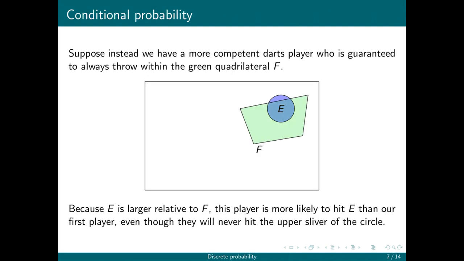Okay, so suppose instead that we have a more competent darts player who is guaranteed to always throw within the green quadrilateral F. Because E is larger relative to F, that means that our player is more likely to hit E than the first player is. Even though they're never going to hit the upper sliver of the circle, E is still larger relative to F than it is to the board, so the probability that our second player hits E is higher than the probability that the first player hits E.